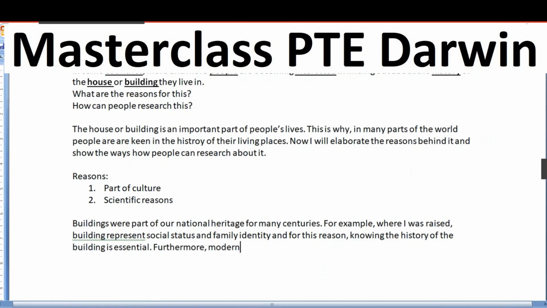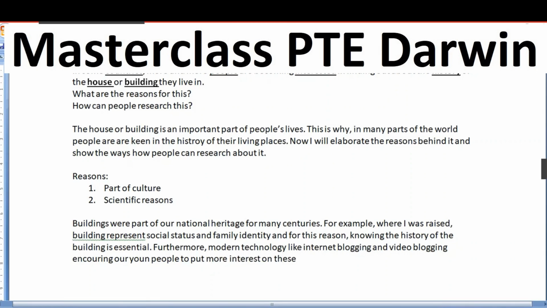Modern technology like internet, blogging, and video blogging, encouraging our young people to put more interest on these old buildings as well.